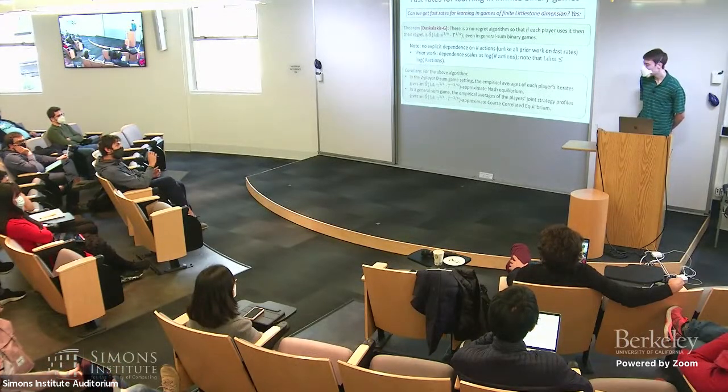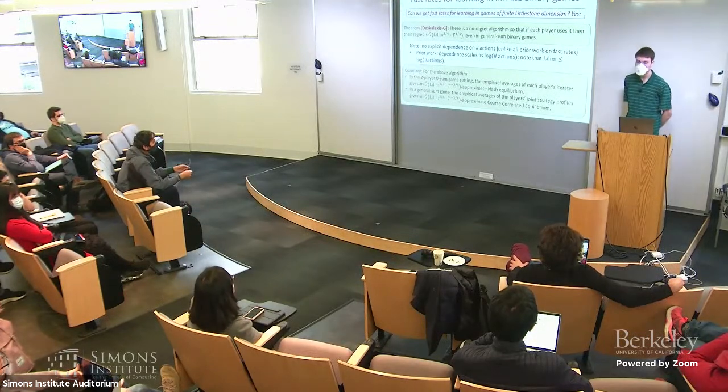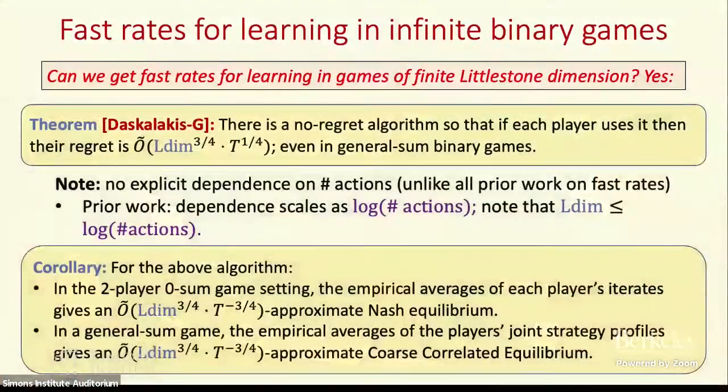Okay, so as a corollary of this theorem, we get the expected results about convergence to equilibria. In particular, in the two-player zero-sum game setting, we get convergence to approximate Nash equilibria. And in general sum game settings, we get convergence of the averages of the joint action profiles to coarse correlated equilibria, both at a rate of t to the minus 3/4. And this improves upon the rate of 1 over root t that you get from the adversarial setting.